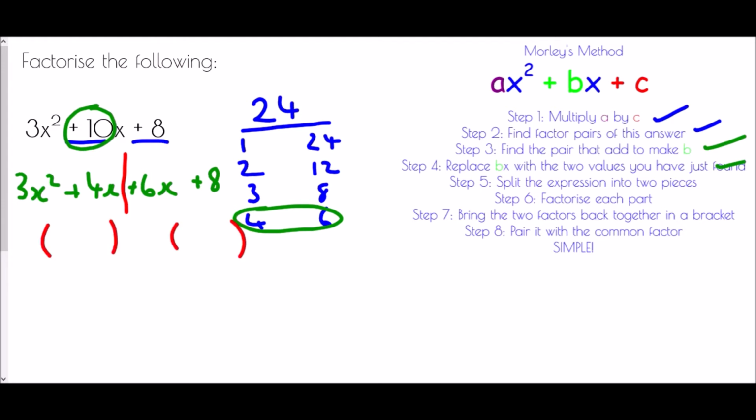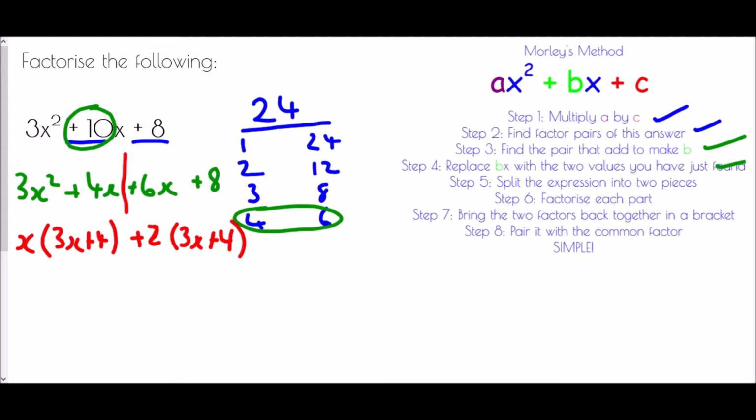Well, what is the common factor between 3x squared and 4x? Well, it is x, and x multiplies by 3x plus 4. And on the right hand side, what is the common factor of plus 6x and plus 8? Well, that is positive 2. So positive 2 would be multiplied by 3x plus 4. And again, just check those brackets. They are the same expression, so that means we are on the right track.